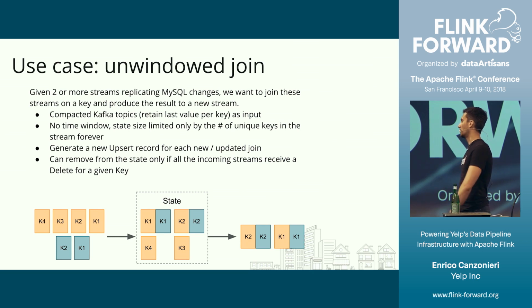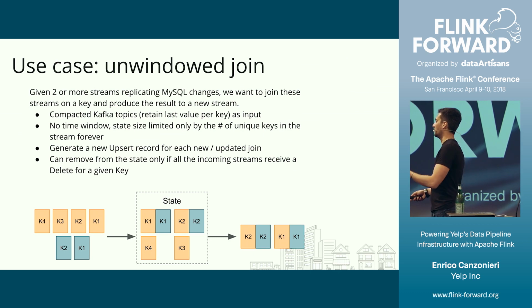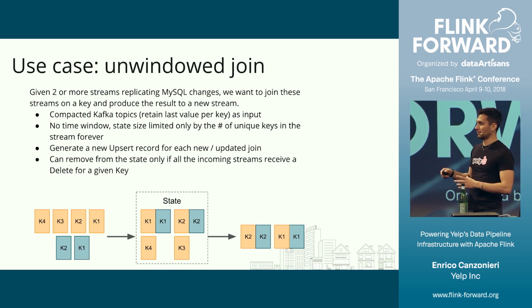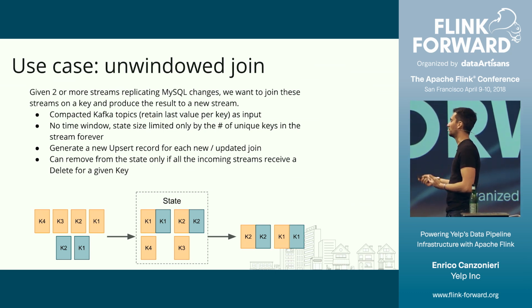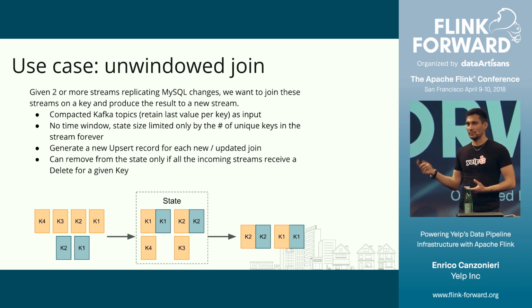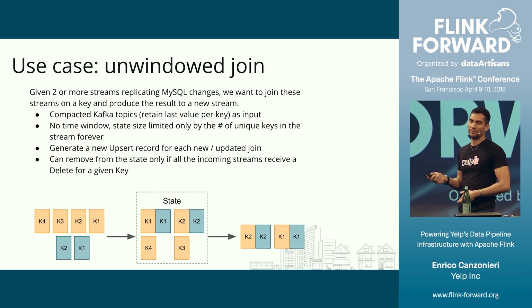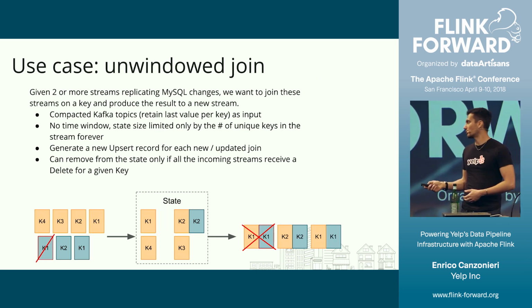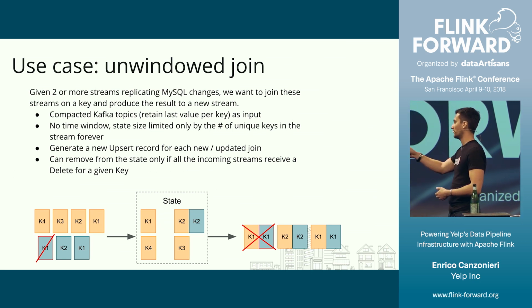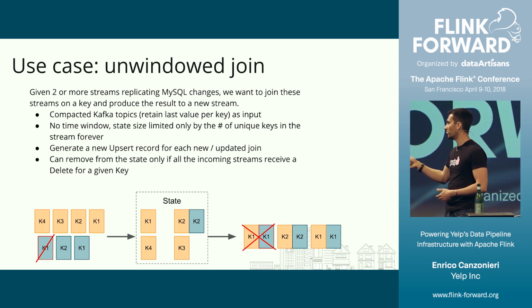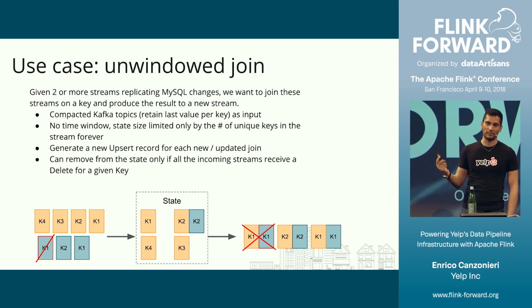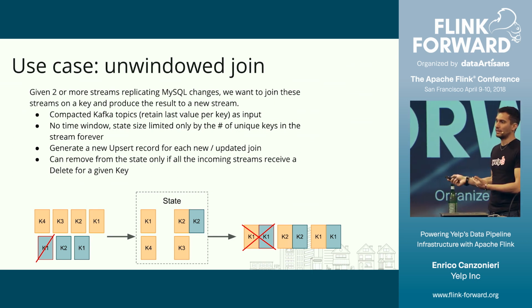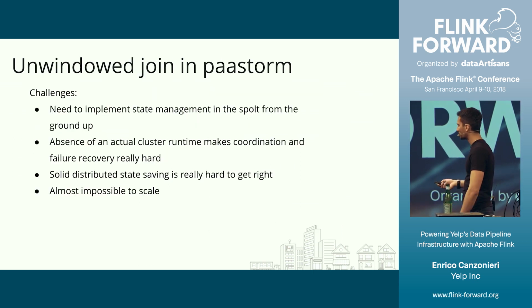If you imagine this application, you have two streams coming with different keys. You need to store each value for each stream. Each stream will be a component of the join, so you need to store each value for that component into the state. Once you have all the components, you can emit a join message. Because these represent MySQL changes, you also need to be able to represent delete messages. So if you receive a delete message from one of the components, you need to remove the corresponding value from the state and emit a delete message to signal that something was removed from the join.